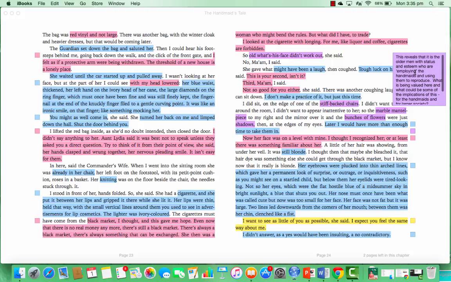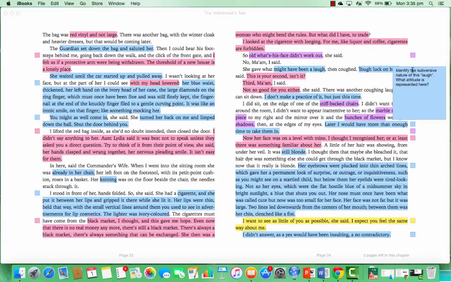This reveals that it is the older men with status and esteem who are employing the handmaids and using them to reproduce, as their wives are no longer capable of doing so. What is being valued here, and what could be some of the implications of this for the handmaids and for larger society? Does the value and the importance in that regard match with the language that's being used to describe these women and their treatment? Can you link this to any issues and attitudes in our own world?